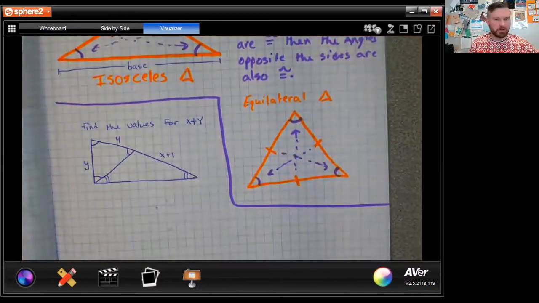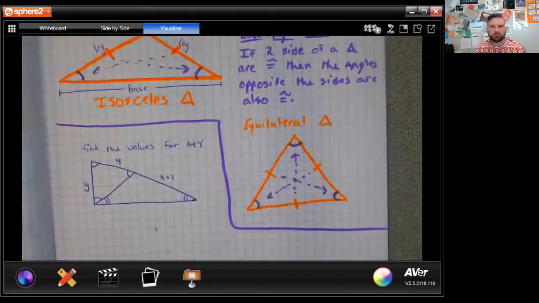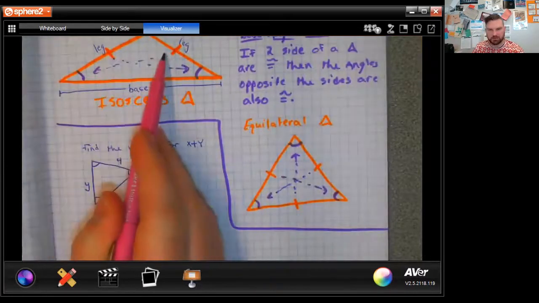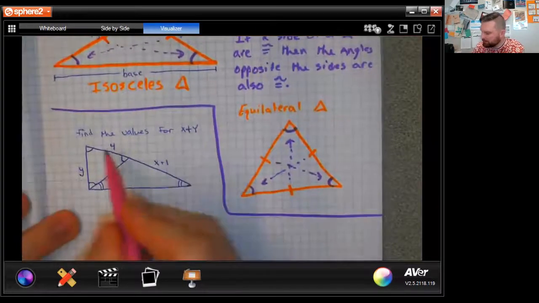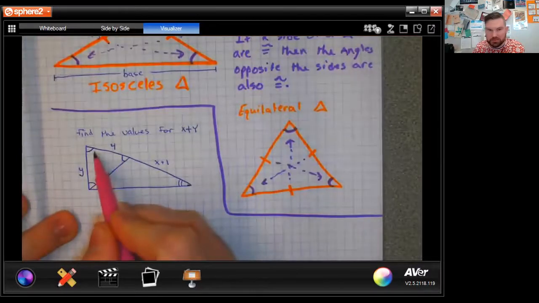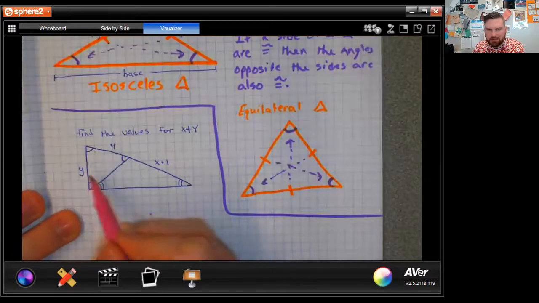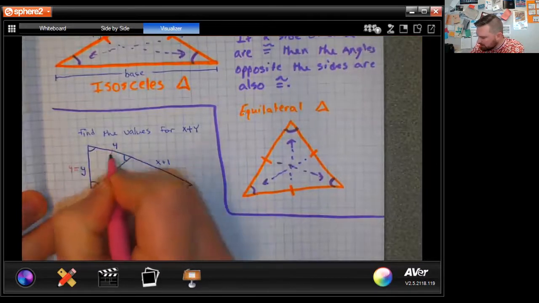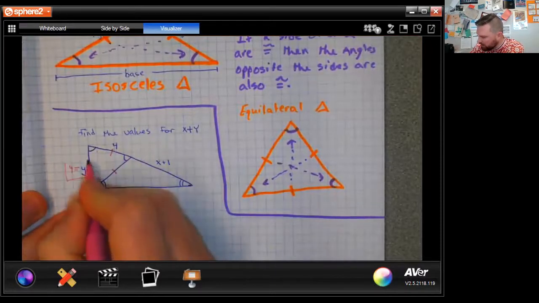Okay, so in looking through this, we're going to use the base angle theorem, which says that it works the other way around. If your angles are the same, the sides opposite are the same. So here, these three angles are the same, so it's an equiangular triangle, so all three sides must be the same. So this side right here must be 4. These sides must be congruent to each other. So this is 4, so y is 4, and this must be 4.